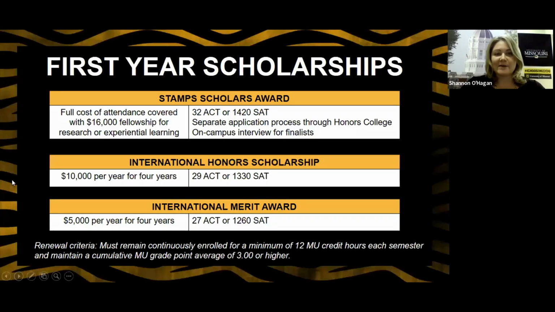To give you a few examples here at Mizzou, these are our first-year scholarships, or the awards available to our freshman students. So you'll see the top award we have listed is called our Stamps Scholars Award, and this is our competitive scholarship that's available to both international and domestic or US students. This scholarship is very generous in that it does provide the full cost of attendance plus an educational stipend.